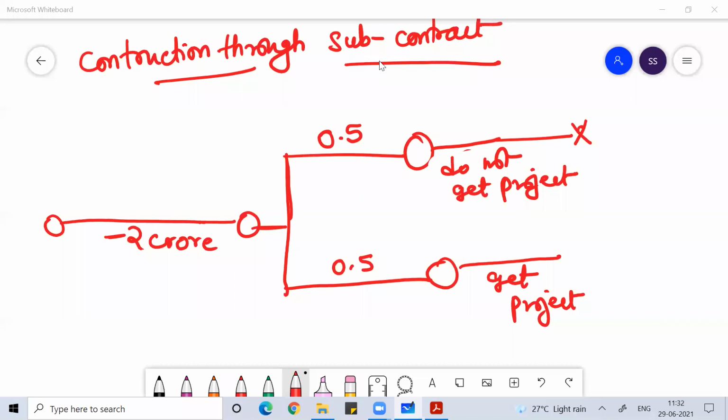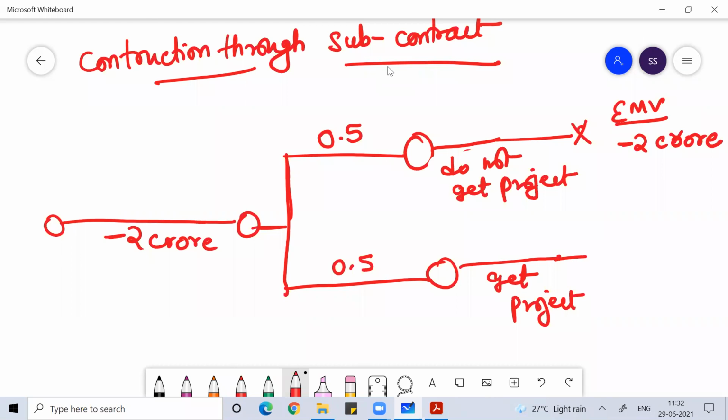Now see the scenario. Imagine if subcontract. So I'm putting 2 crore rupees here. There's a 50% chance that I'll get the project, 50% chance I'll not get the project. If I do not get the project, I lose the 2 crore rupees.